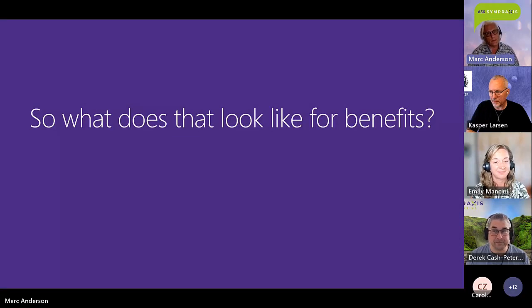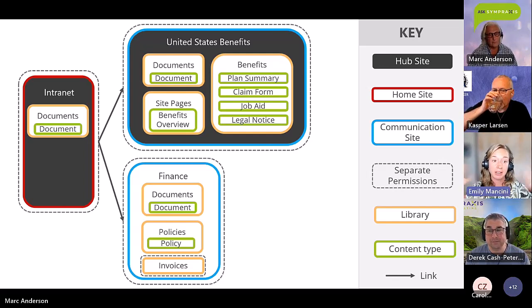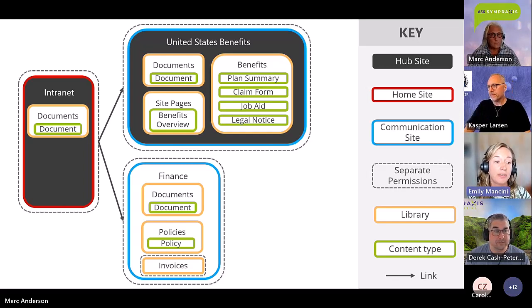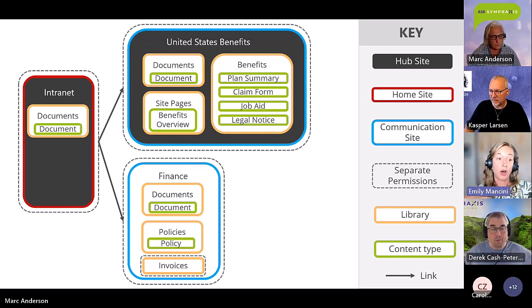So what does all that look like for benefits? All right, so diving in and continuing on the use case that Derek mentioned, in this hypothetical organization, we have multiple regions. So what you can see on the screen right now is we have a site for benefits, and depending on how you want to structure that, it could also be a hub site.